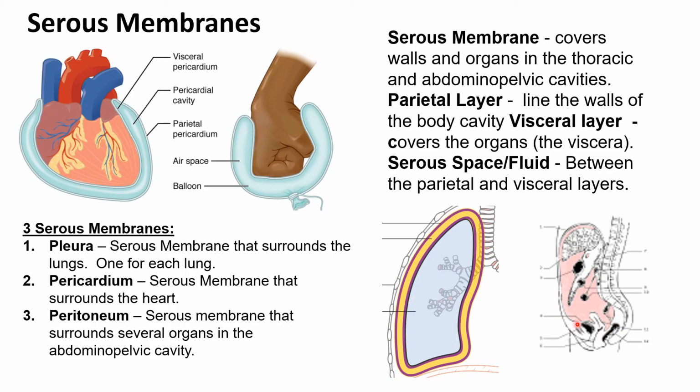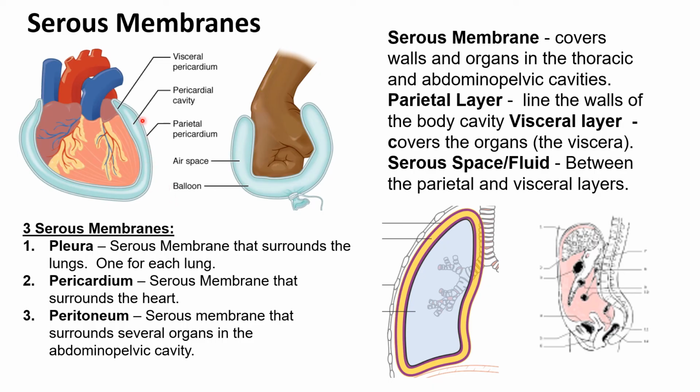More complex and harder to see is the peritoneum, but it's the serous membrane that surrounds many organs in the abdominal pelvic cavity, and it's going to have a visceral and a parietal layer as well. So you'll have a visceral peritoneum and a parietal peritoneum. This of course is the pleura, but it's hard to see the layers of the peritoneum on this image.